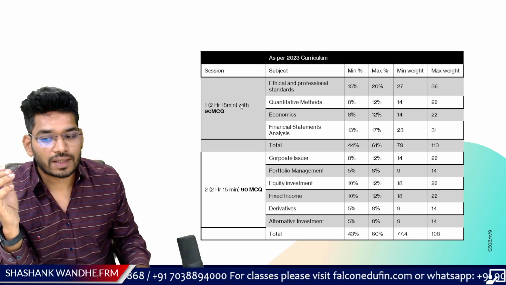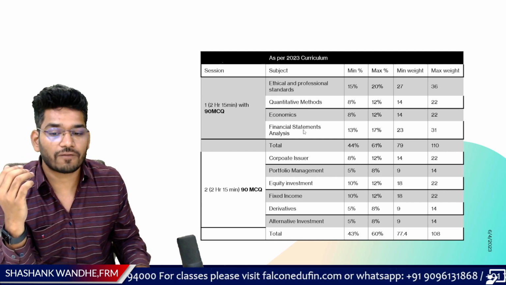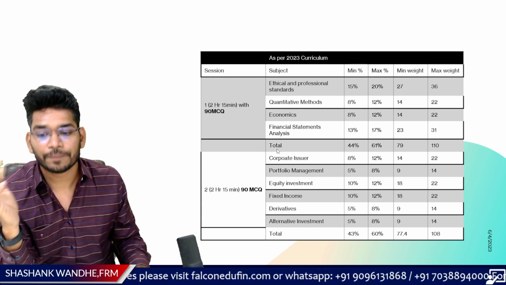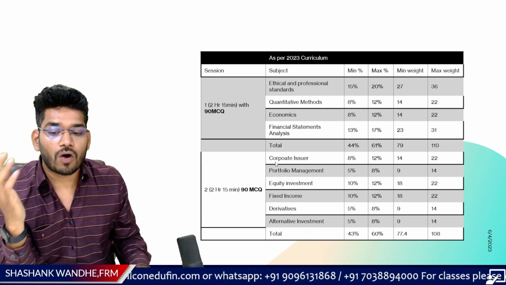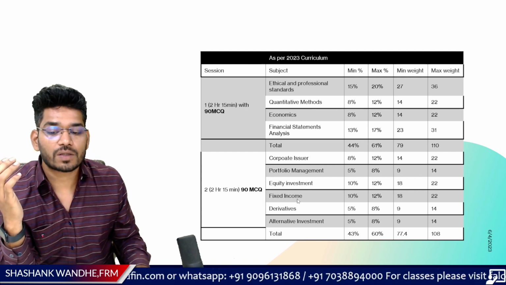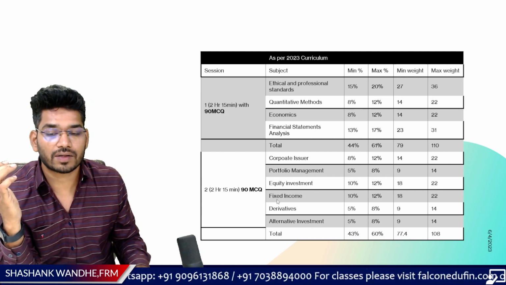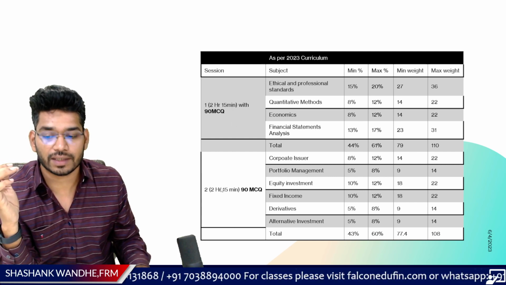When it comes to subjects, in session 1, we have ethics and professional standards, quantitative methods, economics and financial statement analysis. So these are the 4 subjects which will be tested in session 1. And then we have the next session, in which we have corporate issuers, portfolio management, equity investment, fixed income, derivatives and alternative investment. So these are the 6 subjects which will be tested. In total, there are 10 subjects. 4 will be tested in session 1, 6 will be tested in session 2.